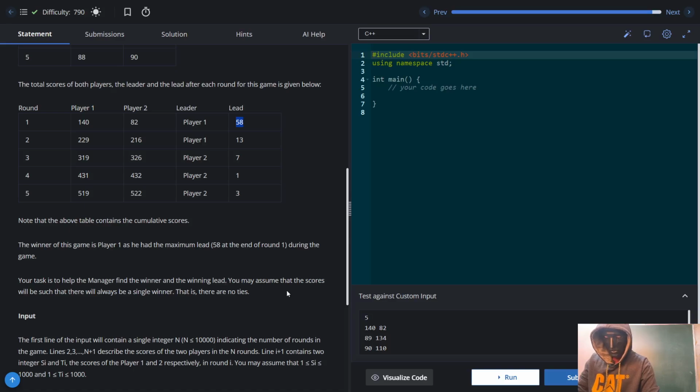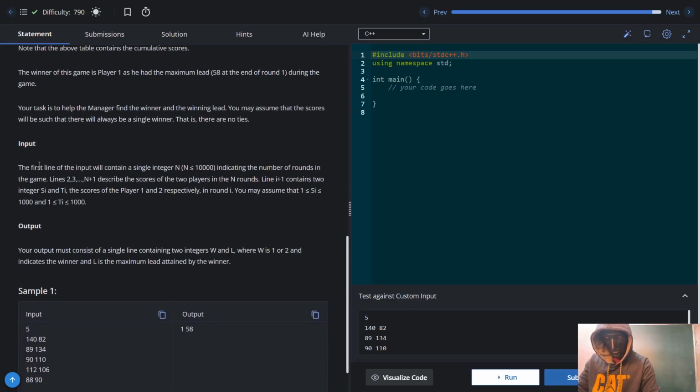So, during the game, your task is to help the manager find the winner and the winning lead. You may assume that the scores will be such that there will always be a single winner, that is, there is no tie. So the test cases have been generated in such a way that at the end of each round, the scores will not be the same. They will definitely have different scores, that's what they're saying.